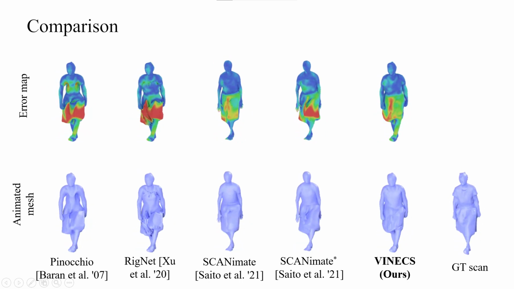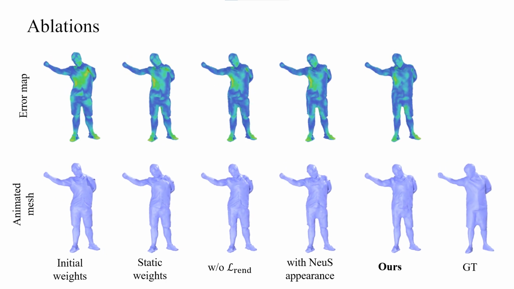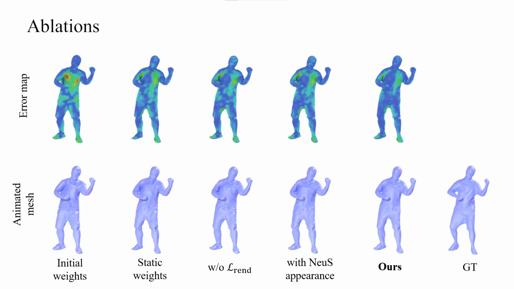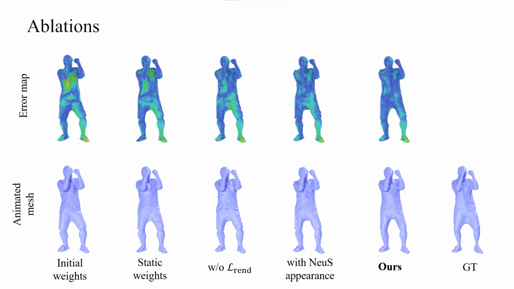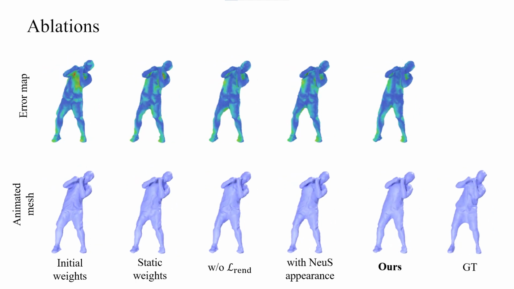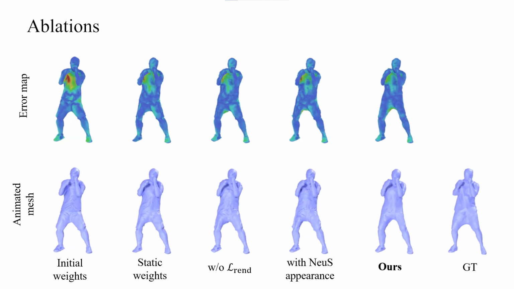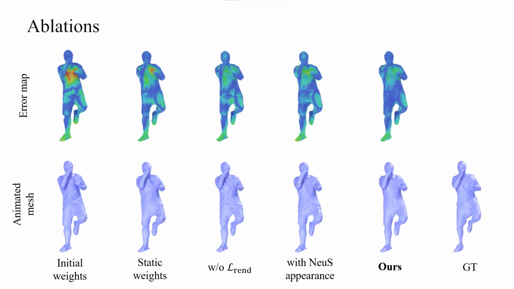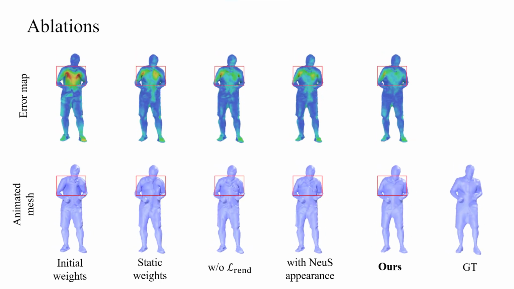To validate the effectiveness of the key factors of our method, we compare our final method to the initial skinning weights, the static skinning weights optimized using our supervision scheme, training without the dense rendering loss, and training with NeuS appearance. We observe that all our design choices gradually contribute to the final result.